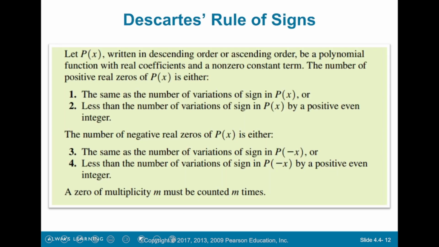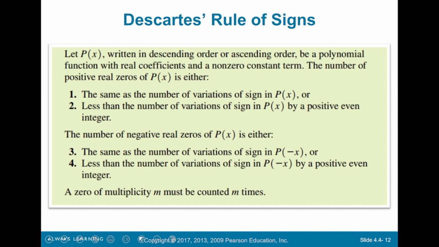Now let's move on to Descartes, I believe is how you say his name, Descartes rule of signs. If we have a polynomial p of x that's written in descending order or ascending order, and it is a function with real coefficients and non-zero constant term, then the number of positive real zeros of the polynomial is either the same as the number of variations in sign of p of x or less than the number of variations in sign of p of x by a positive even integer. So essentially we're going to look at the number of times that the signs change from term to term. So do we go from a plus 2 to a minus 5, or a minus to a minus?